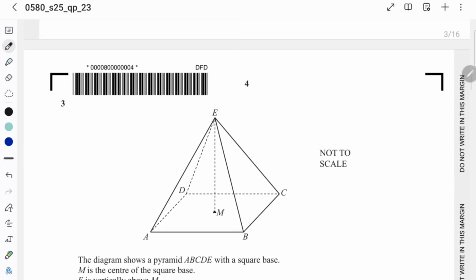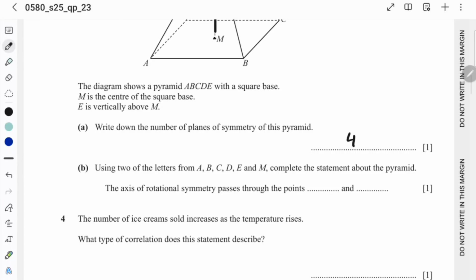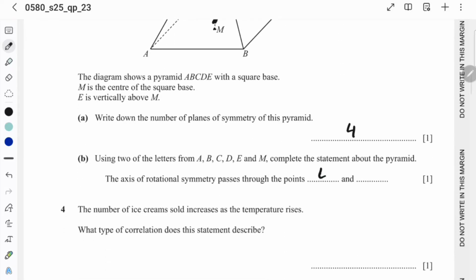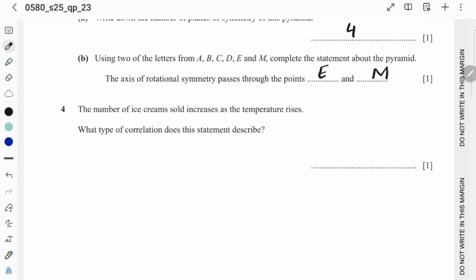Axis of rotational symmetry, how can we find it? You know that the axis always lies in the middle, so you can move from here. So E and M. A square base pyramid has its axis of rotation as the perpendicular line from the center of the base, the square base, to the apex, meaning the top point. So the height of the pyramid is EM, from where we can rotate, and that is the line of rotational symmetry. So we can write the letters E and M. The axis of rotational symmetry passes through these 2 points.